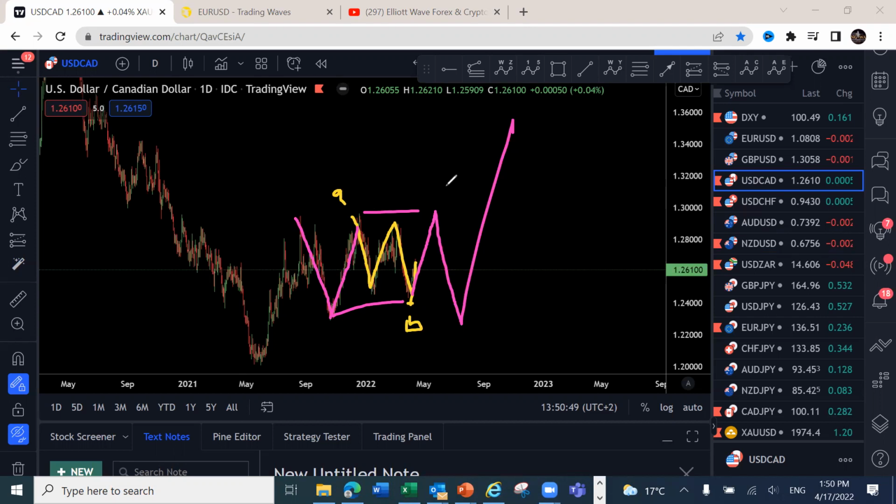That is ABC, that is the structure here, and we're looking for this one to be a bigger WX. The whole thing there is the X, it's actually a complex complex X correction here, and we'll be looking for this one to give us a structure like this. But for now, we are currently on the rise. We're looking to complete that X. This is where we are on US dollar CAD.